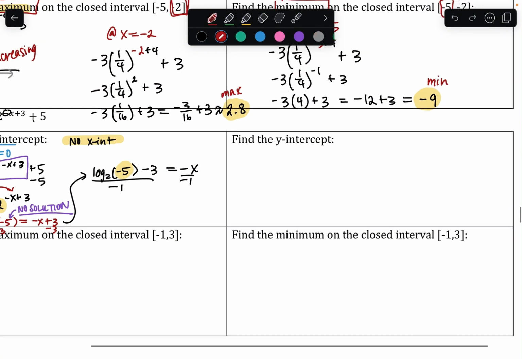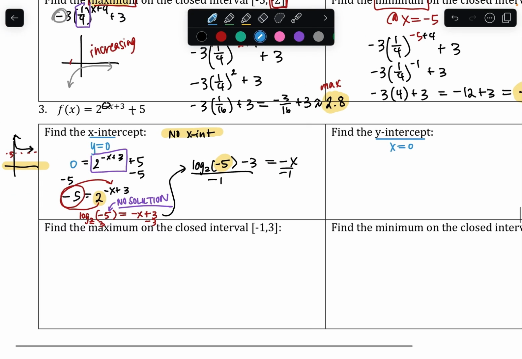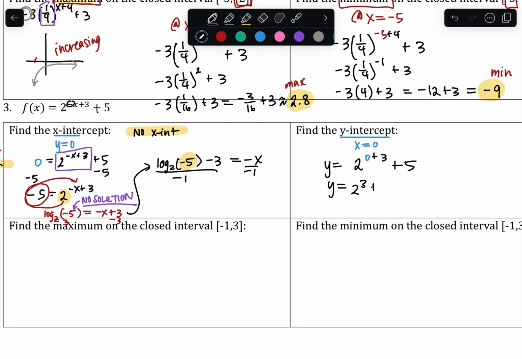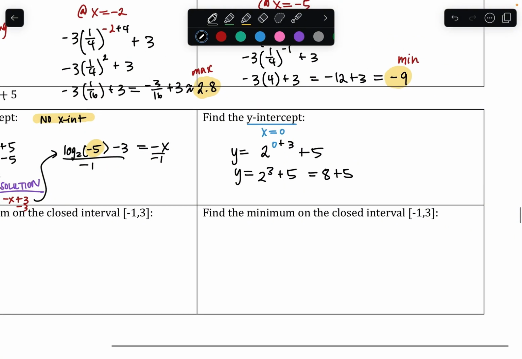Okay, so for the y-intercept, we're plugging in x equals 0. So taking our original function, 2 to the -x, which would still be 0, plus 3, plus 5. That's 2 to the 3rd, plus 5, which is 8, plus 5, which is 13. Let me write that properly.